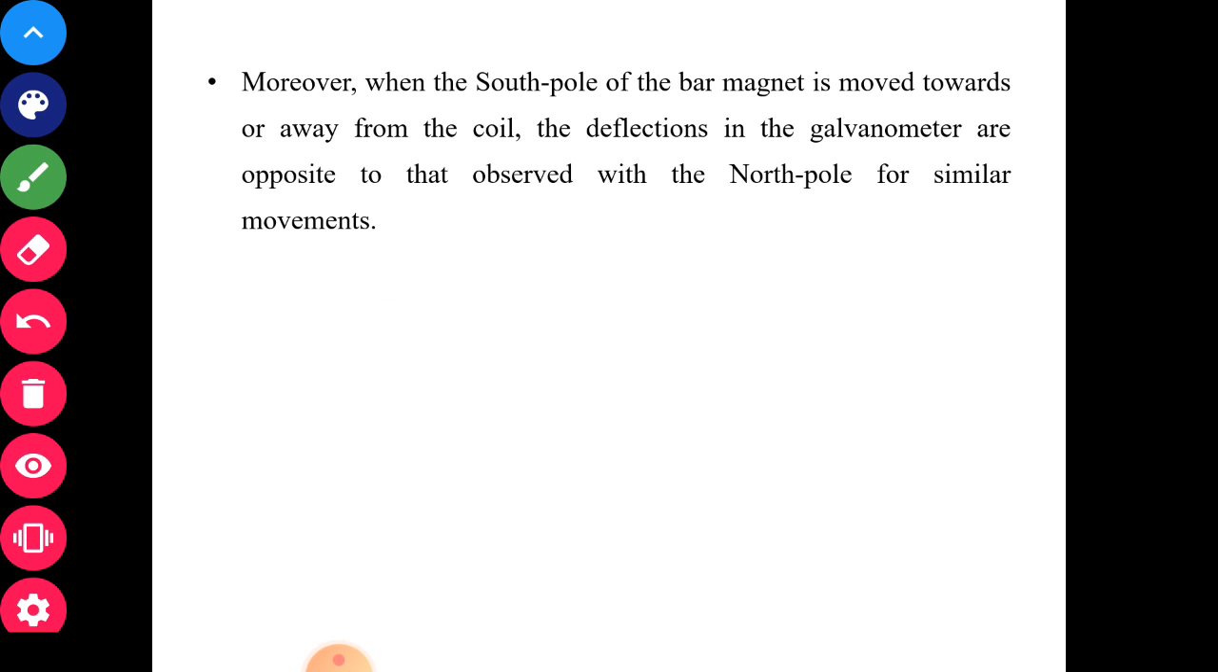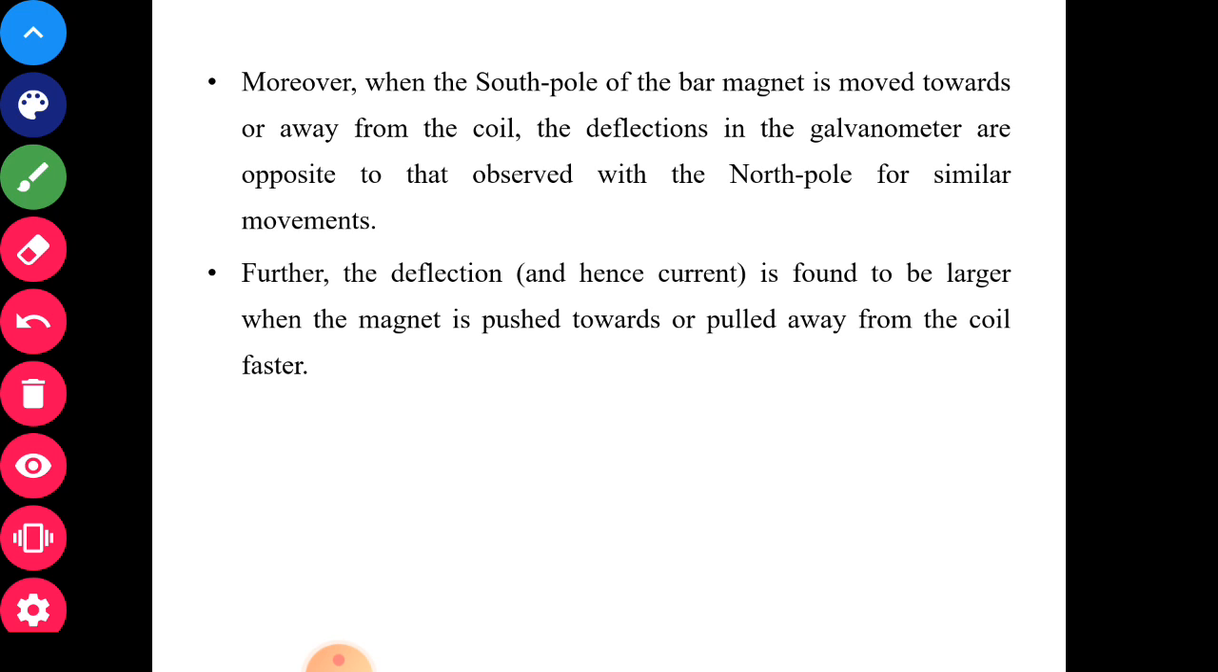Moreover, when the south pole of the bar magnet is moved towards or away from the coil, the deflections in the galvanometer are opposite to those observed with the north pole for the similar movement. If you are taking the north pole towards the coil and the deflection is towards right, then if the south pole is taken towards the coil, the deflection will be towards left.